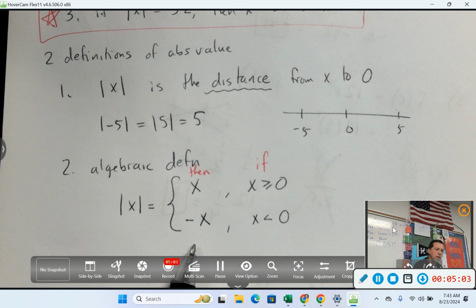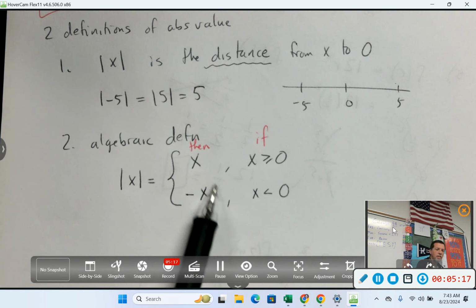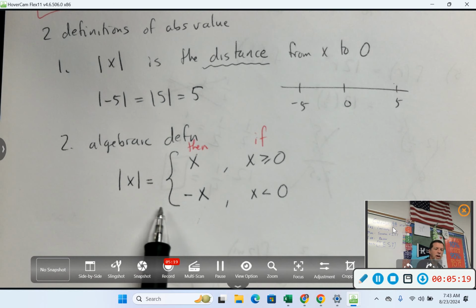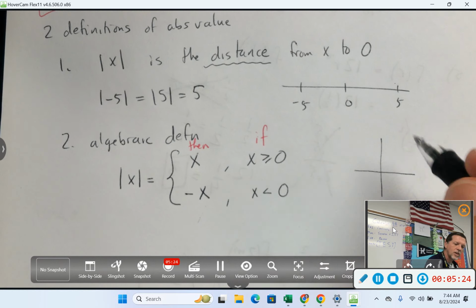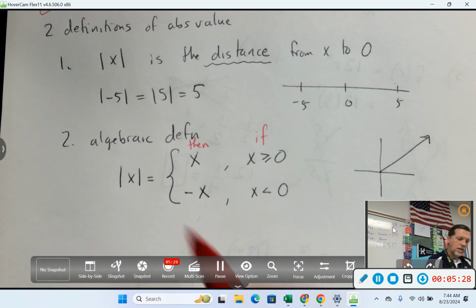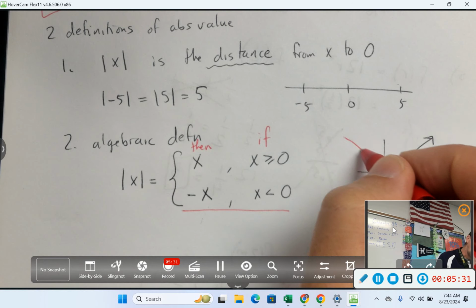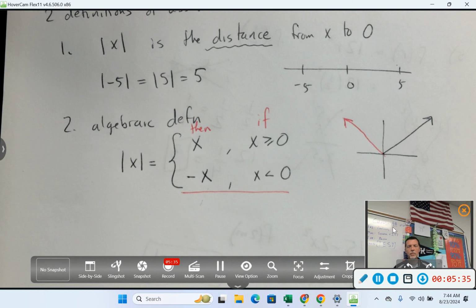That looks a little bit weird to some people because they're like, wait a minute, I thought it was always positive. Well, if your x is negative, and then you put a negative on your negative, what happens? It makes it positive. So this is the algebraic definition. This also fits with the graph. If x is greater than 0, then you're just going to graph y equals x. If x is less than 0, then you graph y equals negative x. And the combination of those two things makes the absolute value.